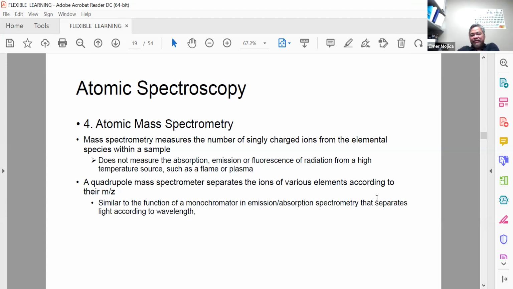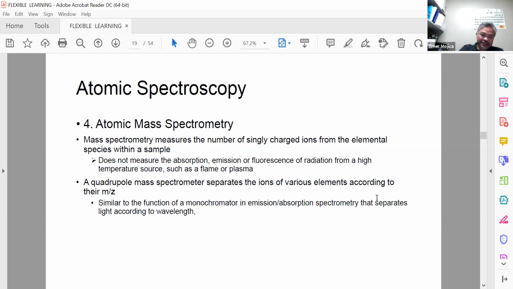Similar to the function of the monochromator in emission and absorption spectrometry, which separates light according to wavelength, you have here a quadrupole mass spectrometer. It separates the ions of various elements according to the mass to charge ratio. So this works really like a mass spec, but at the atomic level.